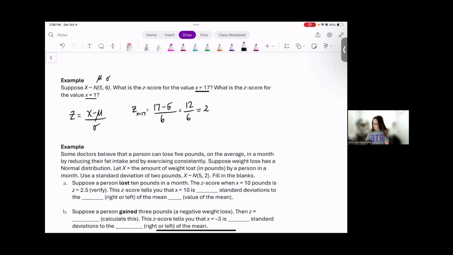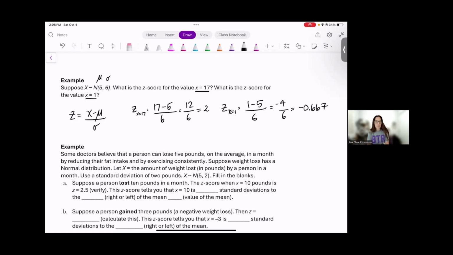The z-score for a value of 1 is 1 minus 5 over 6. 1 is below 5, so my fraction better be negative. 1 minus 5 is negative 4, divided by 6 gives me a fraction that is negative 2/3, or if you're rounding to decimals, you'd get negative 0.667. I like to go to 3 decimal places here.